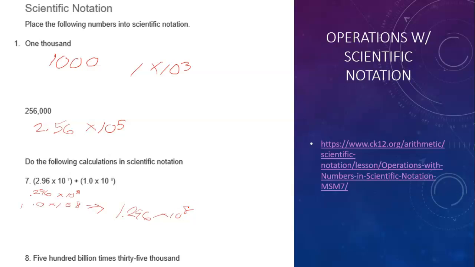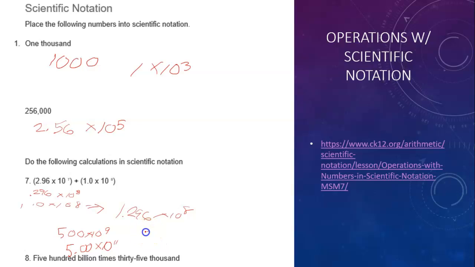And then our last one down here, we have 500 billion times 35,000. Let's see if I can get this. 500 billion would be times 10 to the 9th, since billion is times 10 to the 9th, but it's 500 billion, so if I change that to true scientific notation, that'd be 5 times 10 to the 11 times 35,000.